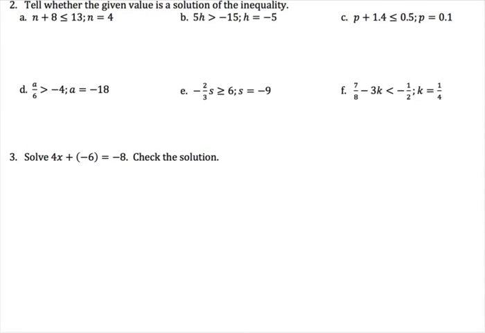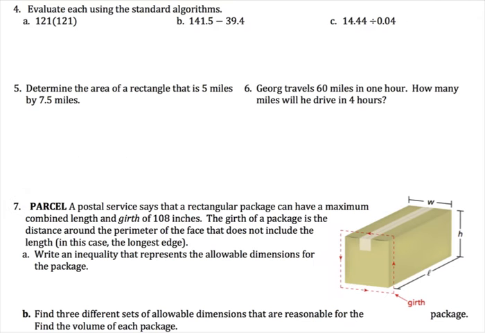Tell whether the given value is a solution to the inequality. So let's do one of these real quick as well. Let's just take a look at D. We're going to plug in A as negative 18. Negative 18 divided by 6 greater than negative 4. Negative 18 divided by negative 6 is negative 3. Is negative 3 greater than negative 4? Yes, it is. So the solution does work. It is a solution. Number 4, you're going to solve and check the solution.